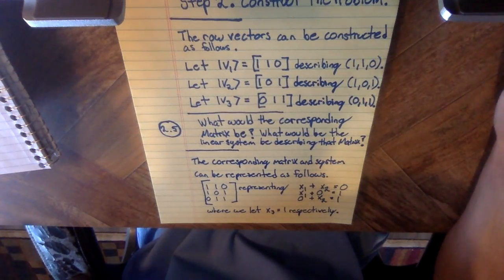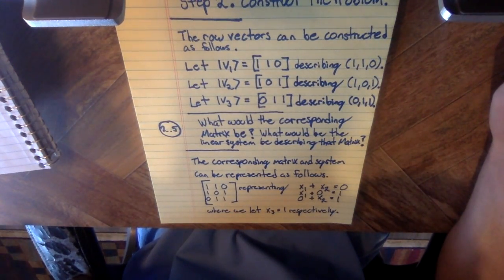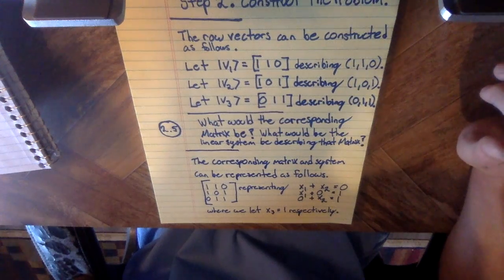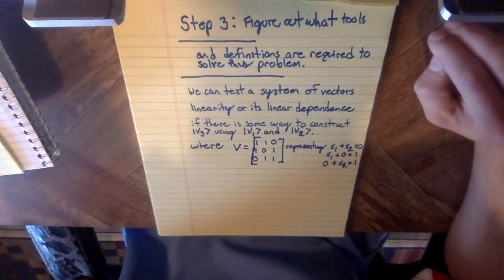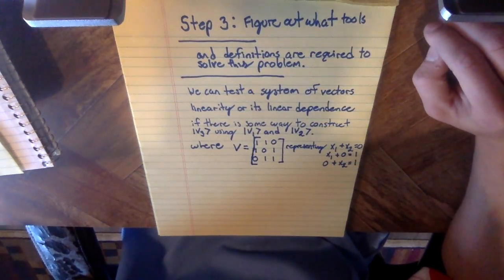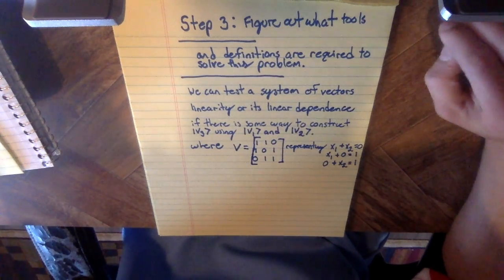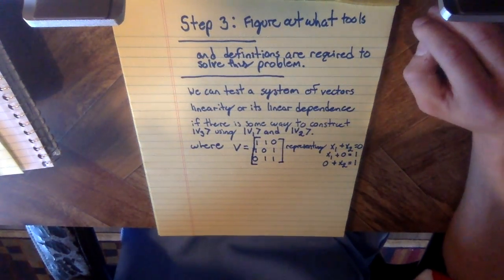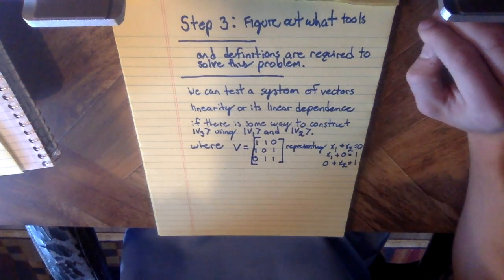Can you describe what the definition we would use is and how that would lead into our hypothesis to test this? Step 3 is figuring out what tools and definitions are required to solve this problem. More specifically, figure out what tools and definitions are required to form our hypothesis or test our hypothesis.